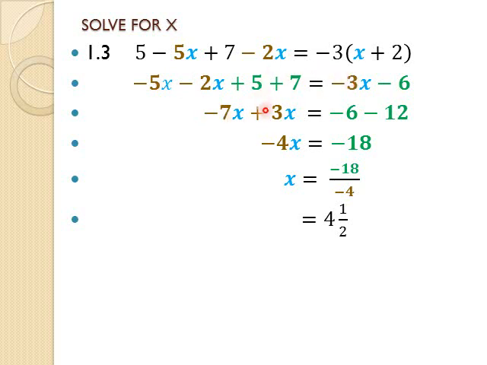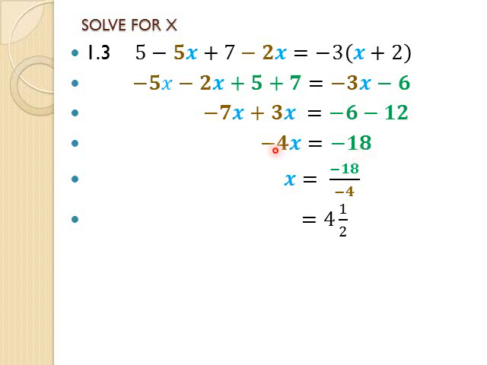Bring minus 3x over, it becomes plus 3x. There I'm left with negative 6. 5 plus 7 would give me positive 12. If I take positive 12 across, it becomes negative 12. So minus 7x plus 3x would give me minus 4x. Minus 6 minus 12 would give me negative 18.